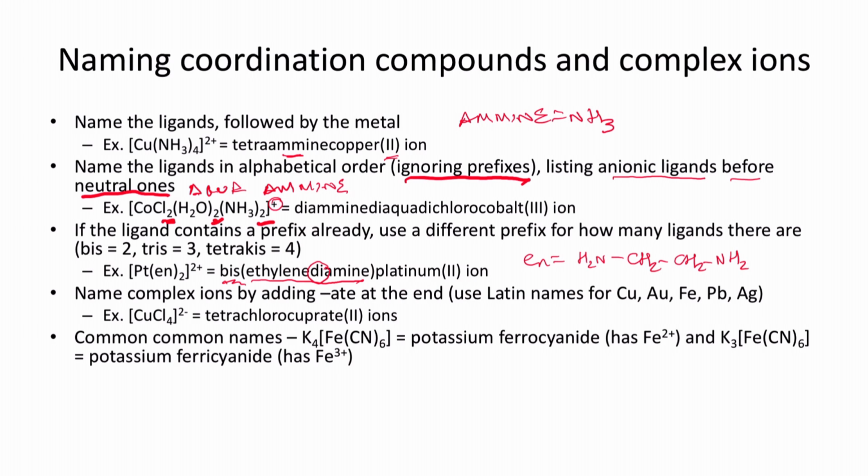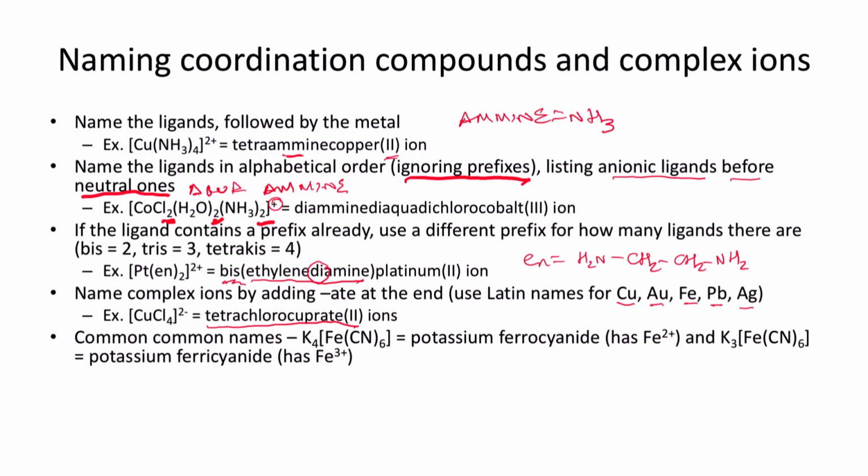Now, if I have a complex ion, I can name it by just adding the letters ate, A-T-E, at the end, and I have to use Latin names for copper, gold, iron, lead, and silver. If you're not familiar with these, copper, Cu, is cuprum, so this would be cuprate. Gold is aurum, so this would be aurate. Iron is ferrum, so ferrate. Lead, plumbum, so plumbate. And silver, argentum, so this would be argentate. So for example, CuCl4 2-, is the tetrachlorocuprate(II) ion.